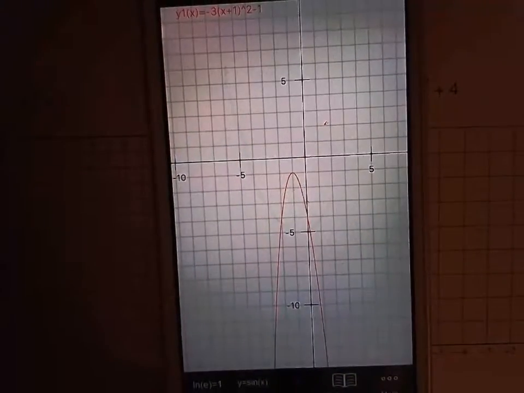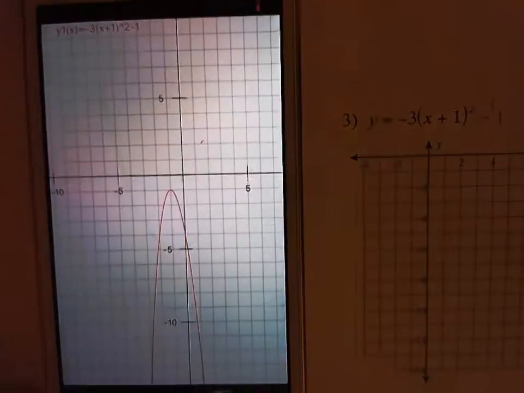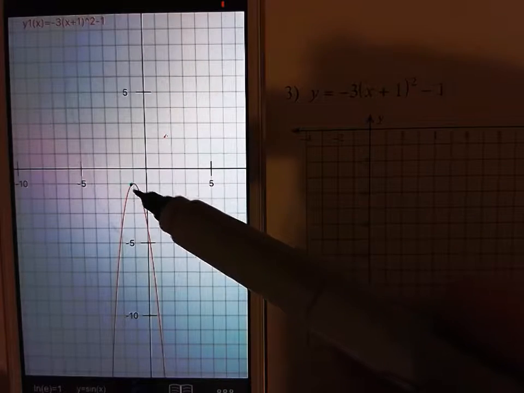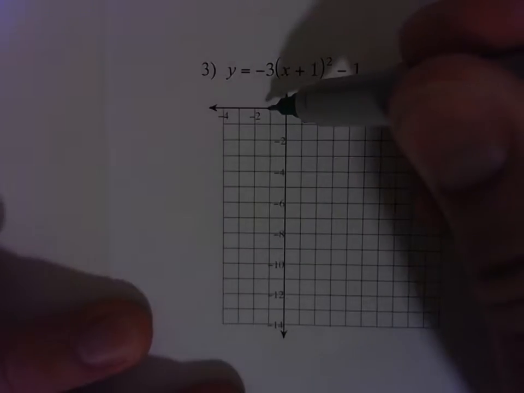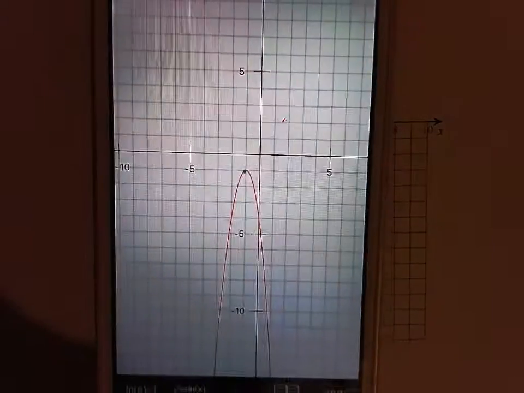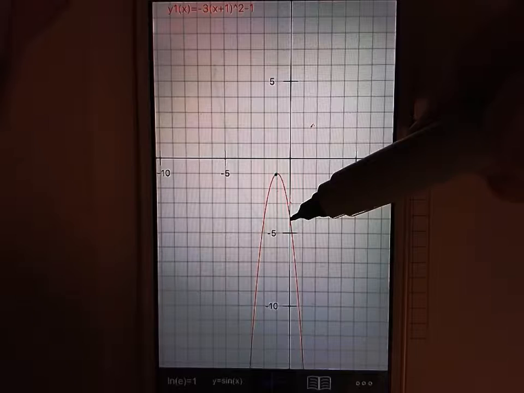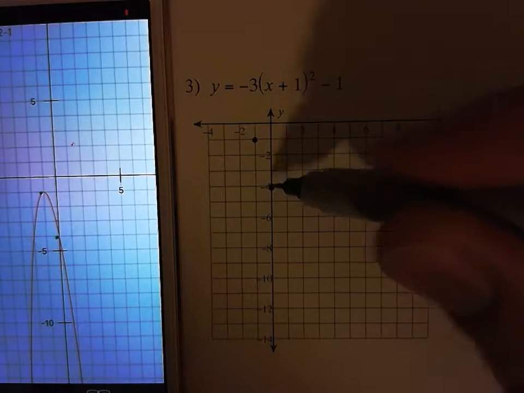Okay, so what I'm going to do with that is put that right next to here. I'm going to say, where's the vertex, that little top point? It's at -1, -1. So I'll go over here to -1, -1 and plot that point. I'll come back here and ask, where's that crossing the y-axis? It's right there at 0, -4. So mark that on here.